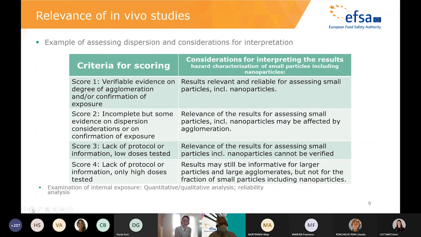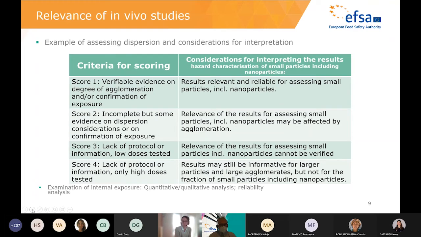So how is this applied? As an example here for assessing the dispersion and the considerations for interpretation, different scoring can be applied. In this case, score 1, where there is verifiable evidence on the degree of agglomeration and/or confirmation on the internal exposure, then the results are relevant and reliable for assessing also the small particles, including the nanoparticles of this study.